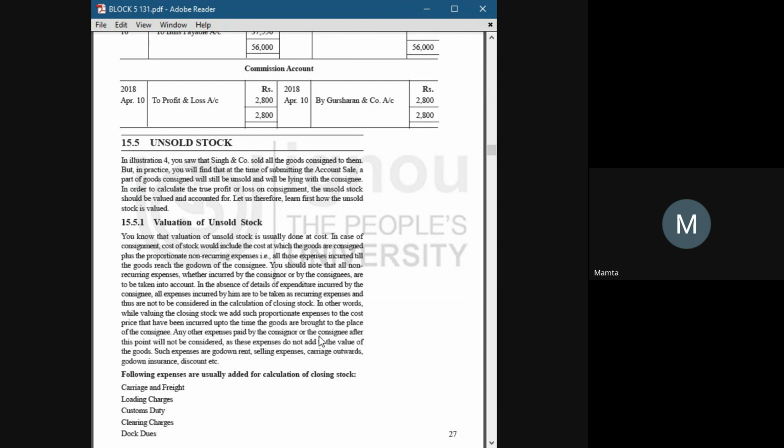Sometimes the consignor asks the consignee to keep that stock by him or herself, so that whenever the next consignment is provided by the consignor, those goods will be sold by the consignee. That's how it is done. But these unsold stocks should be valued, meaning the valuation of unsold stock should be done.